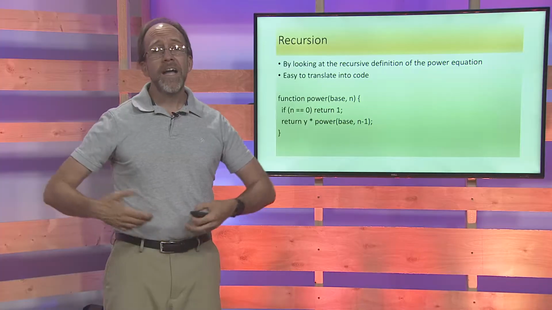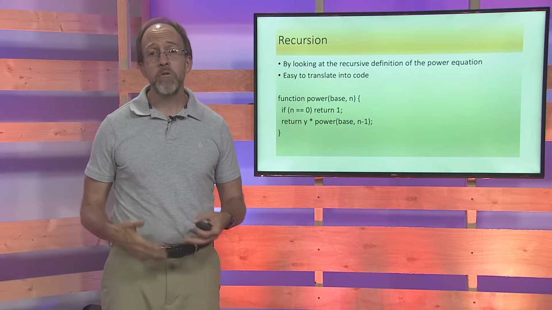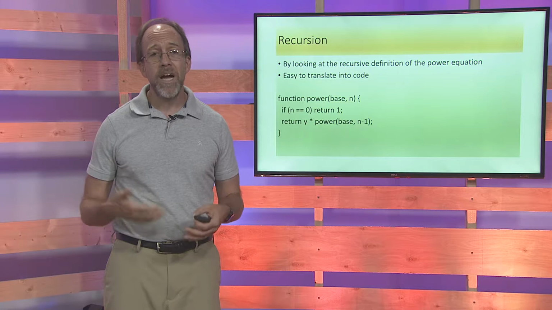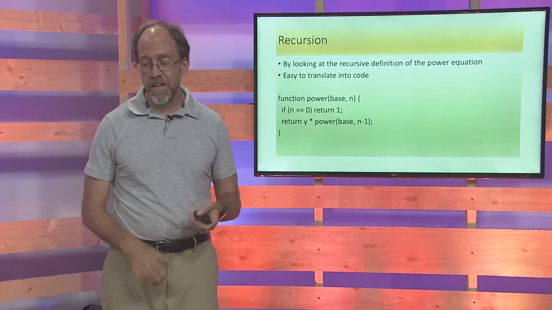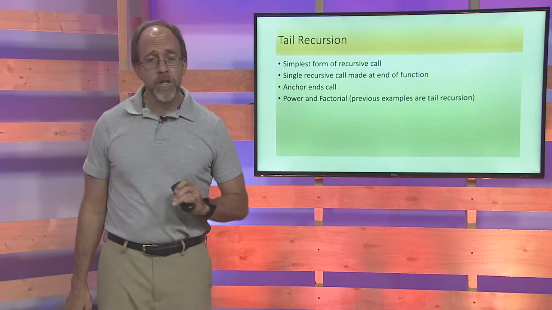And in this case, it's not just 2 to the n. I can do this for any base. I could have just made base equal to 2 automatically, and it would only have done powers of 2. But I can actually make this work for any kind of base. So, some different methods of recursion.